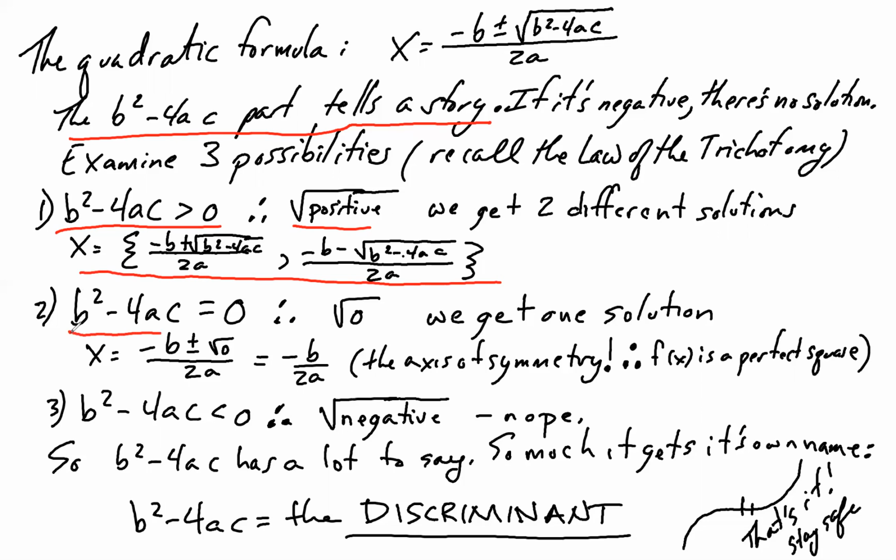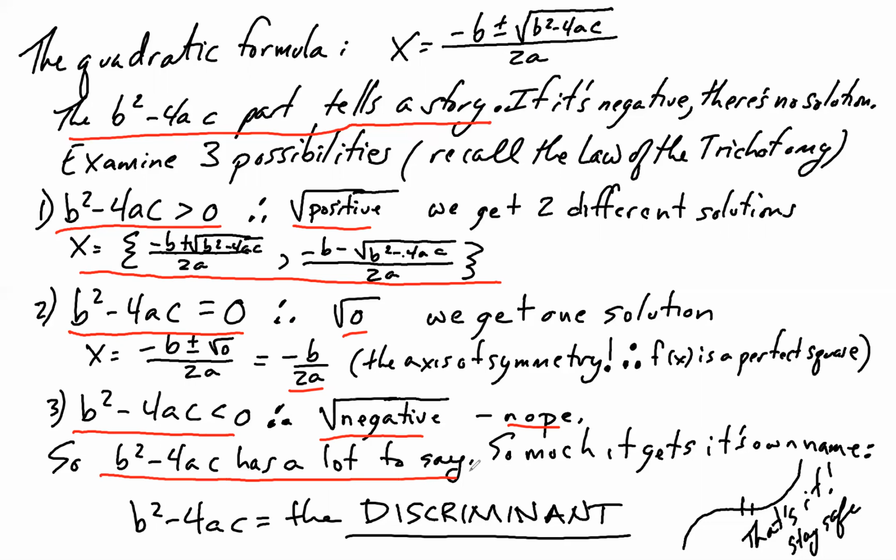If b squared minus 4ac is equal to 0, I get the square root of 0, which is just 0. In other words, I get minus b over 2a, and that's the axis of symmetry. And that's what happens when that polynomial is a perfect square. And then finally, if b squared minus 4ac is less than 0, like the one we just saw, which was negative 4, we're taking the square root of a negative number, and that just can't happen with real numbers. So this idea of b squared minus 4ac having a lot to say is really true.